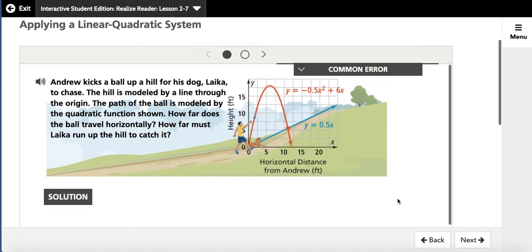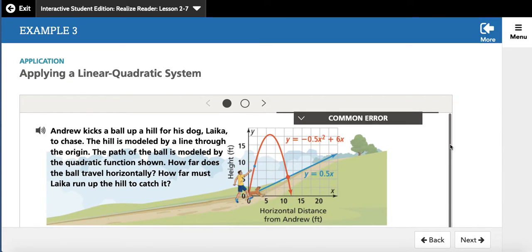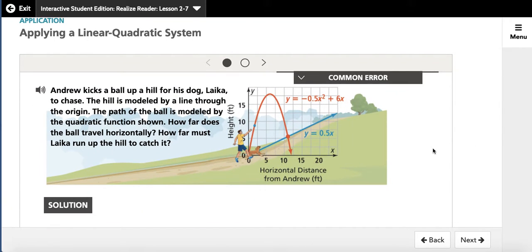Okay, Algebra 2 students, this is a video for example 3 for section 2.7. We're going to apply the linear quadratic system.